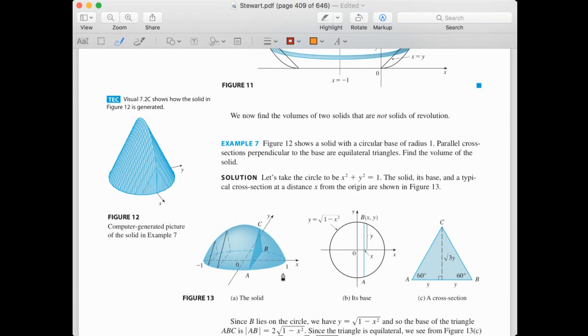So parallel cross sections, or I like to say vertical intersections, are these equilateral triangles. Equilateral triangles means the 3 sides are the same, or the 3 angles are the same, all 60 degrees. That's equilateral triangles.